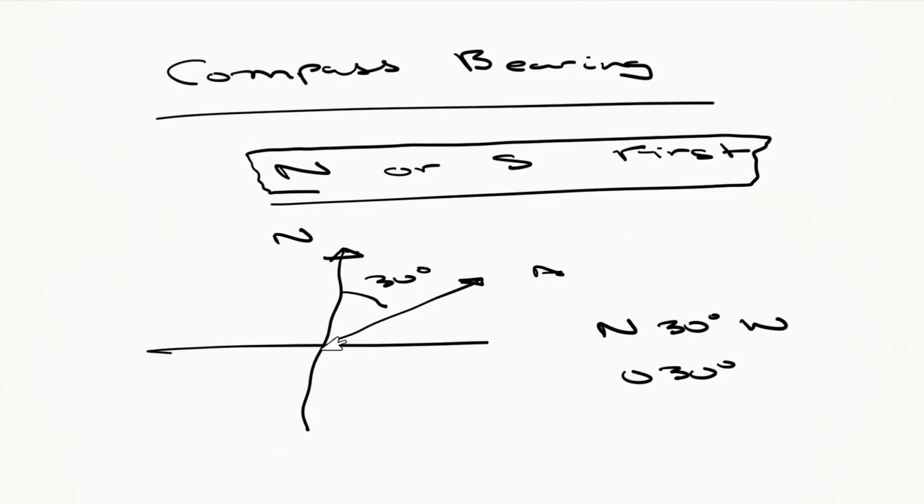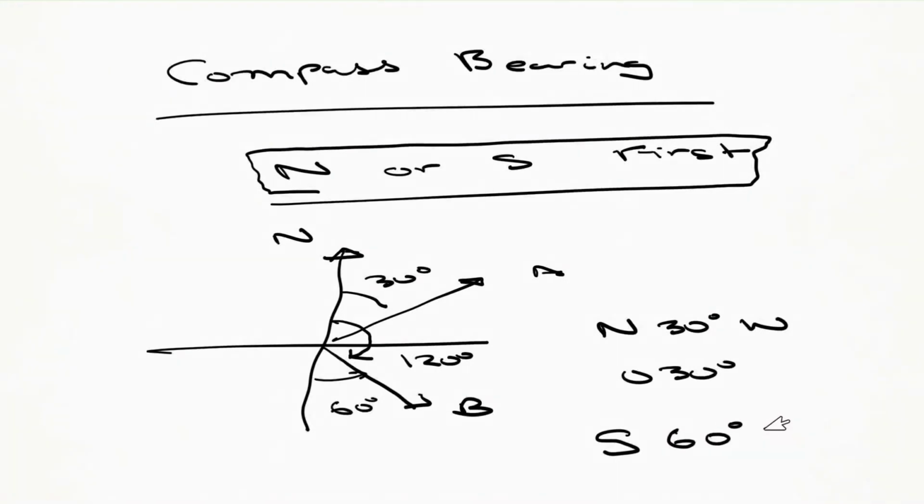Now, let's say I have ship B, and going back to the previous example, that is at 120 degrees from north. So what would be the compass bearing of ship B? Well, you don't actually refer to it in terms of north anymore. We would start with south. So if we know that that's 120, we know that this angle is 60 degrees. So your compass bearing is south 60 degrees east for ship B.